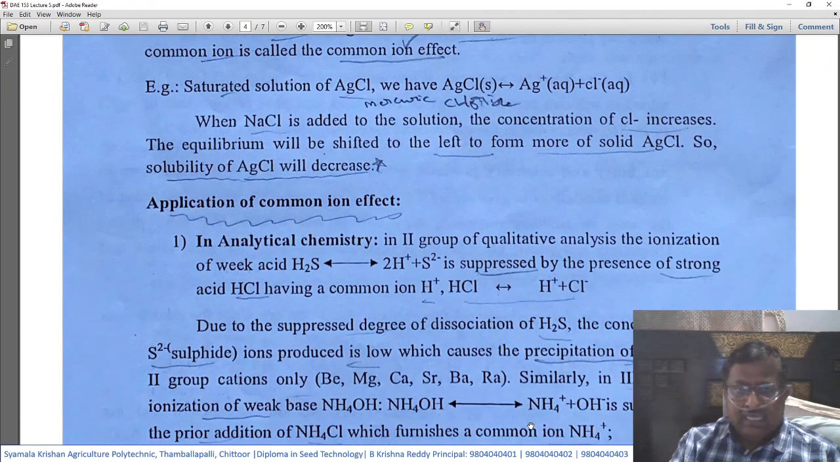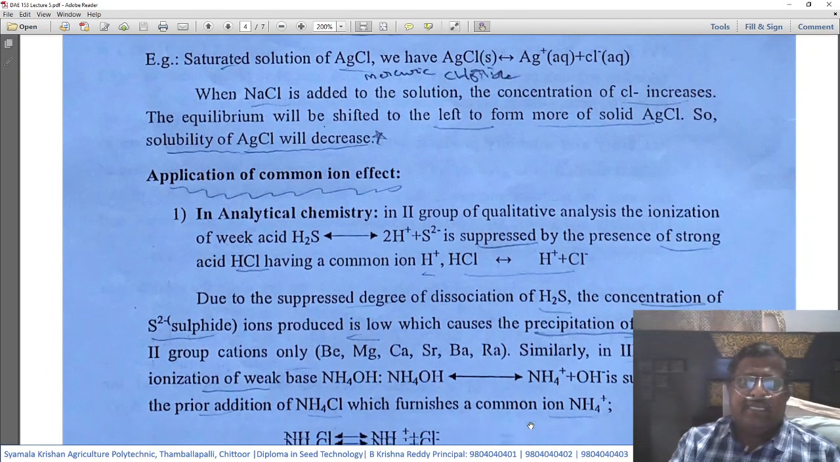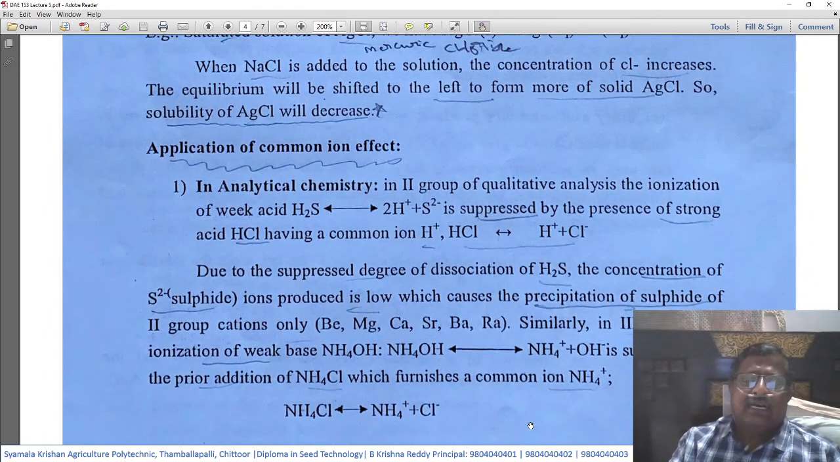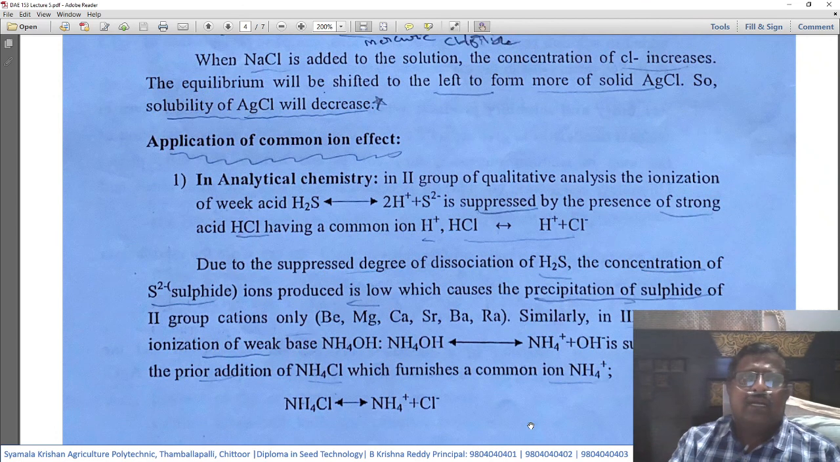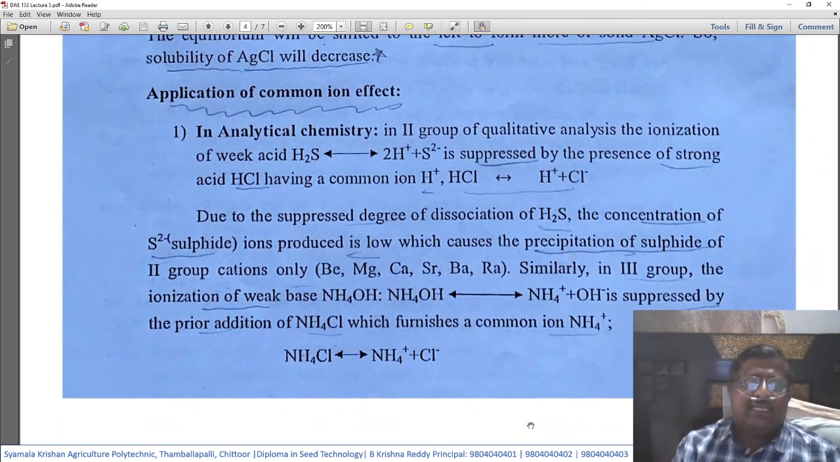So this common ion effect is being applied in various instances. Now let us see what its applications are. In analytical chemistry, this common ion effect is used. In group 2 of qualitative analysis, the ionization of weak acids.